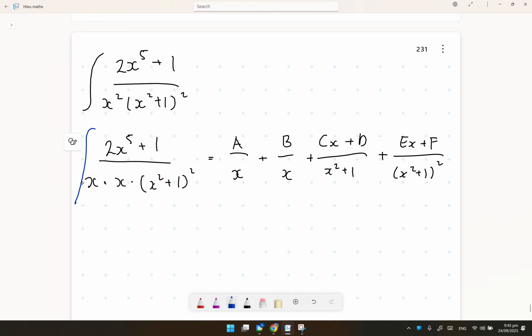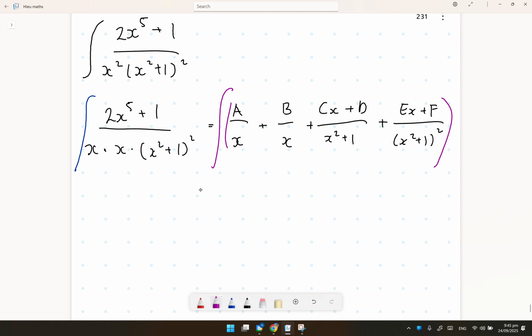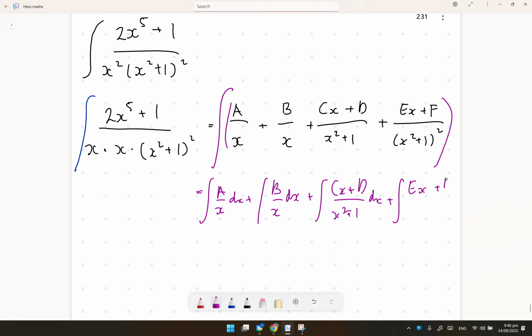So let's say that you have the integration of this whole thing, right? Well, the integration of that is going to be the integration of this whole thing, which we can split up into the integration of a over x dx, plus the integration of b over x dx, plus the integration of cx plus d over x squared plus 1 dx, plus the integration of ex plus f over x squared plus 1 all to the power of 2 dx.